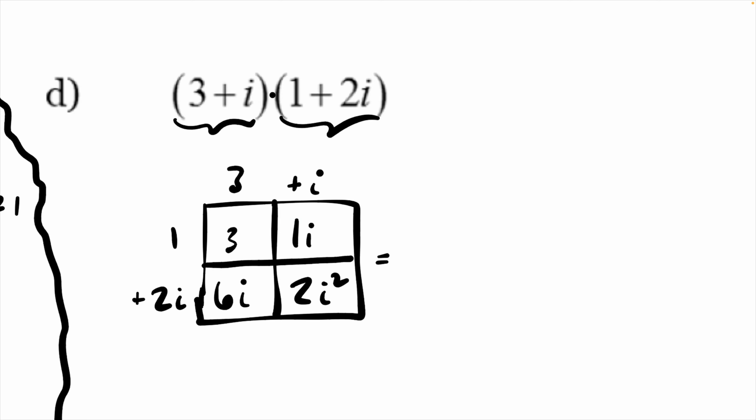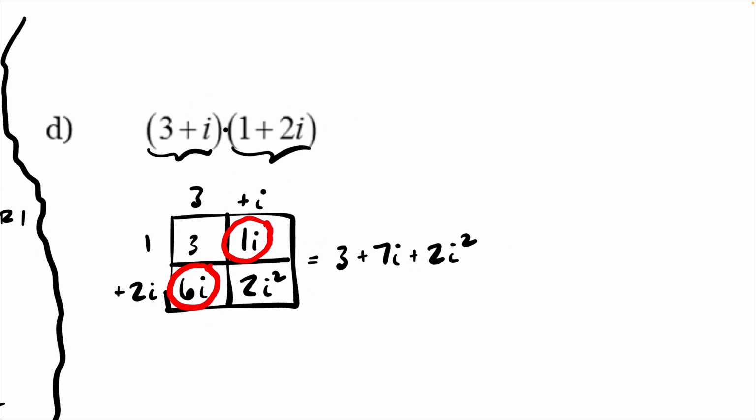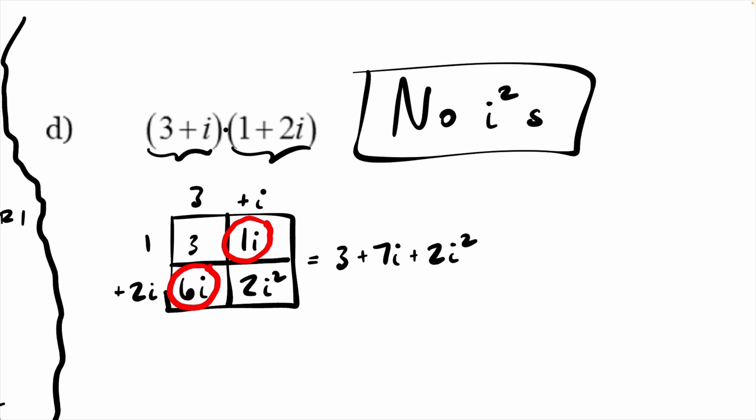Combine like terms, just like you did on the test. 3 plus 7i plus 2i squared. Here's the only kicker. The only difference between what you did here and what we did last chapter is when you're dealing with i's, you can't finish with i squareds. If your answer has an i squared, it's not simplified. Okay, so how do we simplify it?